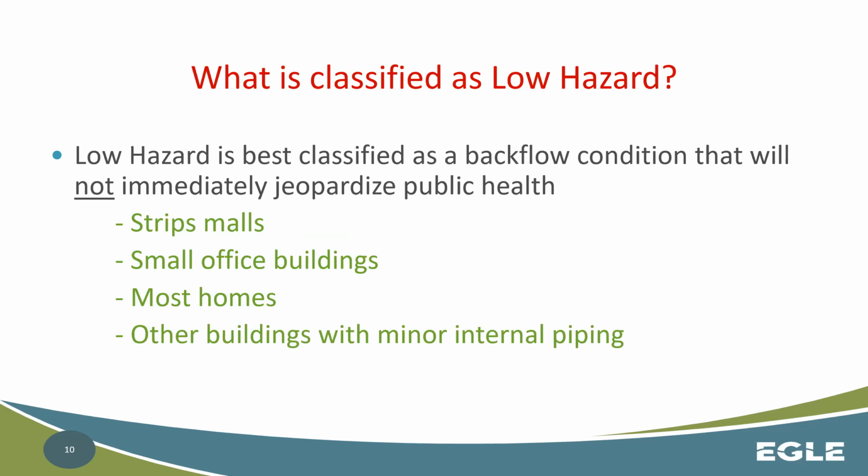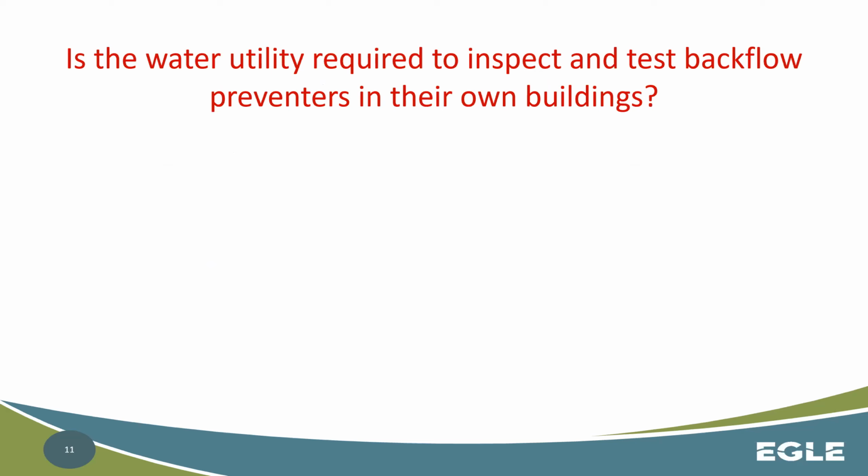And then other buildings with small internal plumbing. All right. Typically, if a fire suppression system does not have chemical additives, it is also considered a low hazard. Okay. But if a building has pools and stuff in it, and if they're not on their own system and there's intertwined piping, they're considered a high hazard.